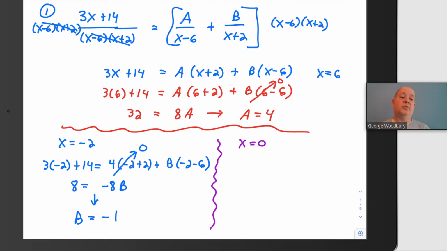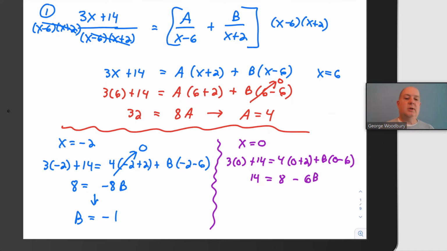Let's say we use 0, because 0 is easy to evaluate. 3 times 0 plus 14 equals 4 times 0 plus 2 plus b times 0 minus 6. The left side becomes 14. The right side is 4 times 2, or 8, minus 6b. Subtract over the 8, we get 6 equals negative 6b. And again, divide by negative 6 this time, and we get b equals negative 1.